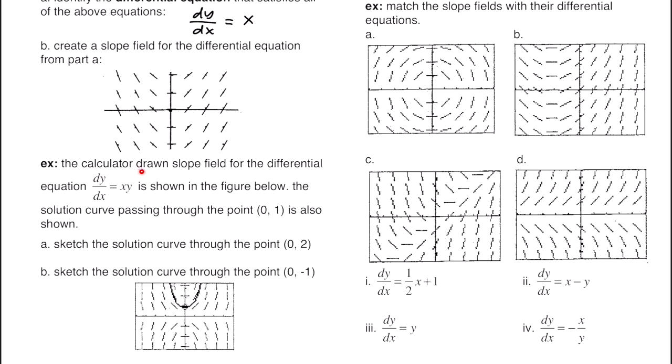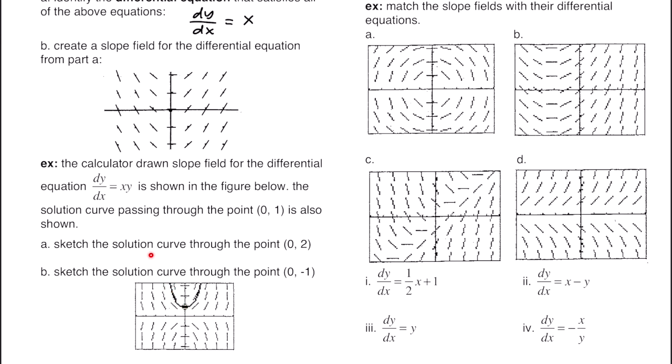This example says the calculator drawn slope field for the differential equation dy/dx equals xy is shown in the figure below. The solution curve passing through the point (0, 1) is also shown. So you can see this point right here is (0, 1). And then what happens is, according to the slope field, to the right, the curve is going to go up. And then to the left, the curve also goes up.